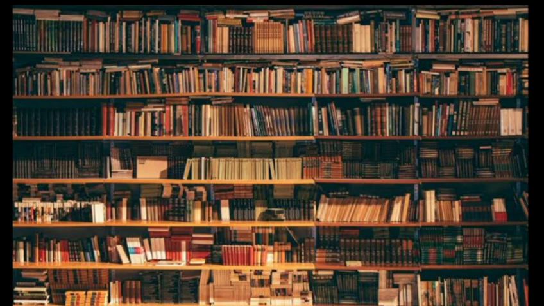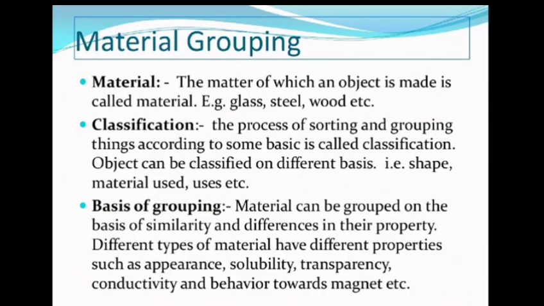And what is it called? This is called classification. So what is classification? Classification is the process of sorting and grouping things according to some basis. So the process of sorting out and grouping things according to some basis or criteria is called classification.